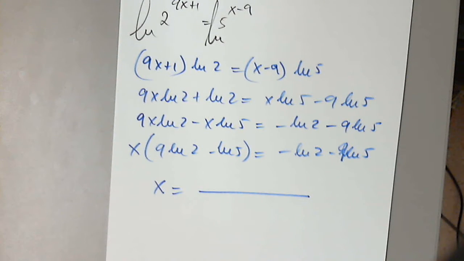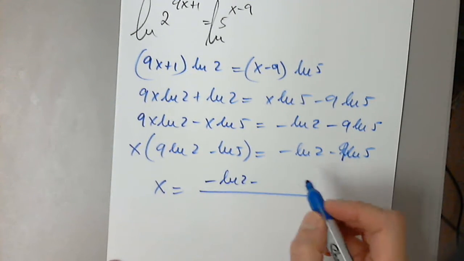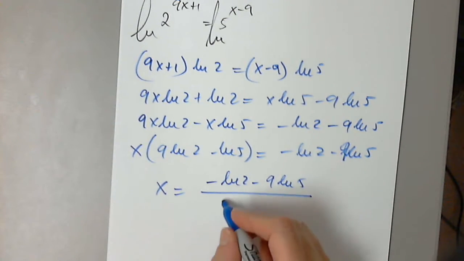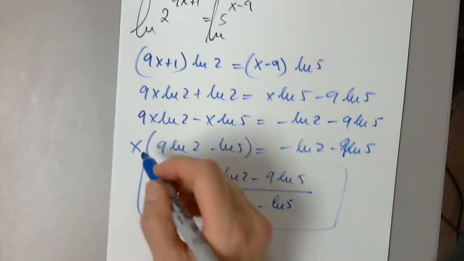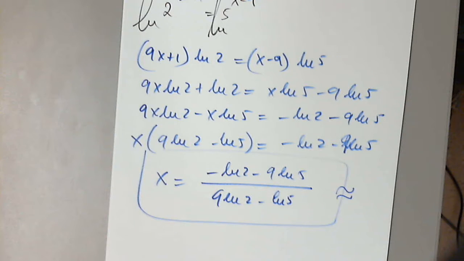Of course, especially in a test situation, I would make a little star when I work on this problem. At the end of the test, if I have time, I'll go back and check, just to make sure. So x would be that piece over this piece, which is the factor in front of x: negative natural log 2 minus 9 natural log 5, over 9 natural log 2 minus natural log 5. If you want to approximate it, let me know and I'll show you. I think we've done this before, but it doesn't matter. I can show you again.